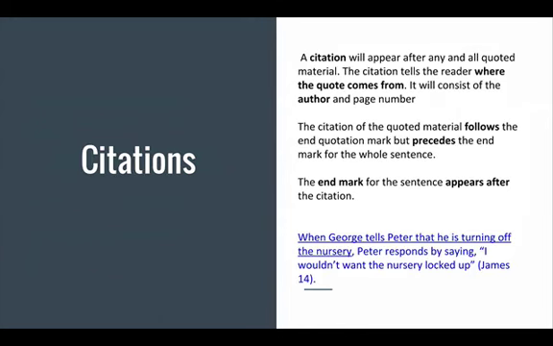A citation should appear after any and all quoted material. The citation tells the reader where the quote comes from, and it will consist of the author and page number. The citation of the quoted material follows the end quotation mark, but precedes the end mark for the whole sentence. So, for example, the period comes after the parentheses (James 14).